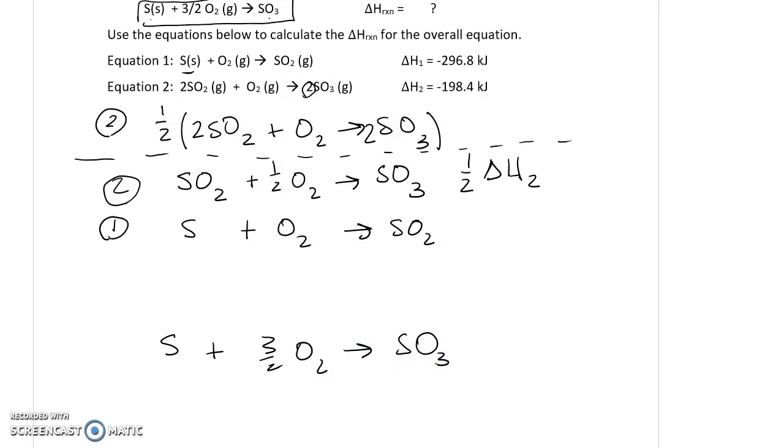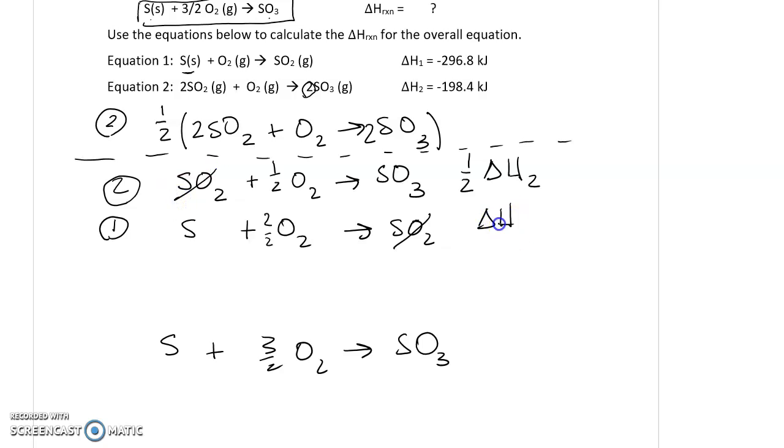So here, in my reaction 1, I have sulfur in my reactant, so that looks good. And if I look at my oxygens, I have a half here, and I know this is just 1, but I can make that 2 halves. So 2 halves and a half is 3 halves, so that's good for my oxygen. And here I have an SO3. So the only thing I have to do here is cross these out.